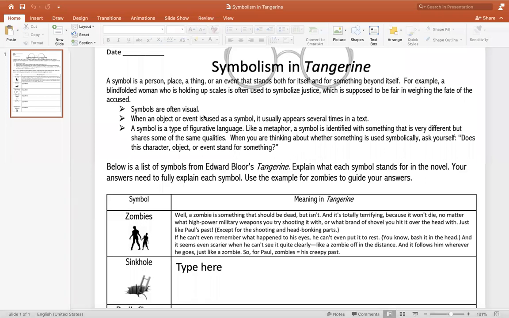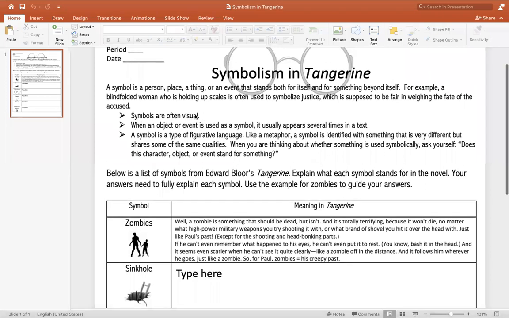Okay, back on topic. Symbols are often visual, as we know, we've been looking at colors and all kinds of things this week. But remember, it doesn't have to be, because it can just appear in lines of text. When an object or event is used as a symbol, it usually appears several times in the text. And that's the only kind of symbols that I put here from Tangerine.